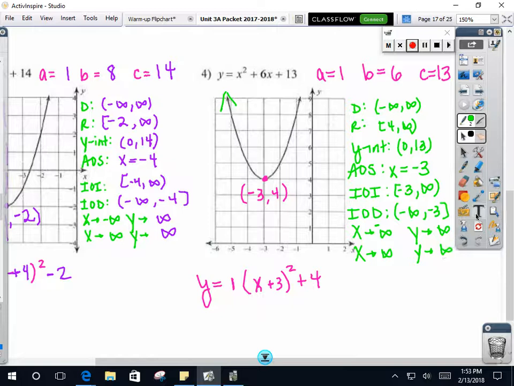Okay, now go to page 15. No, we're not done. We're behind. 15.